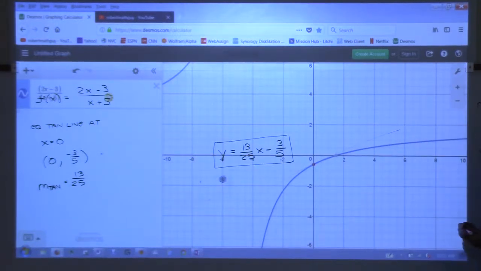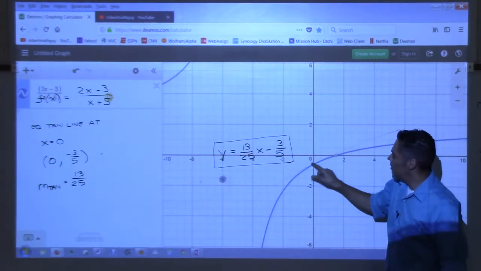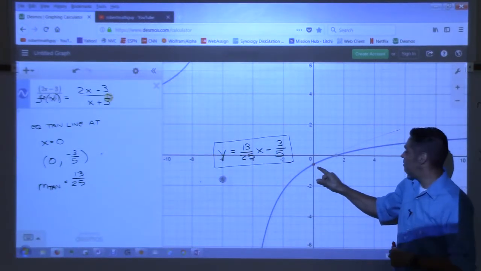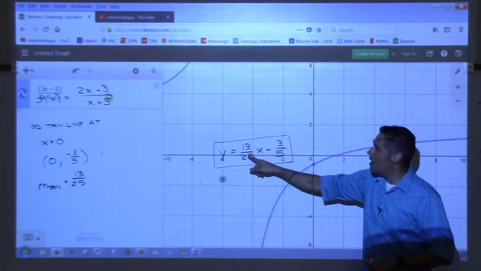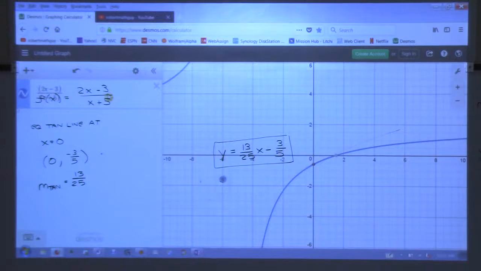Like that? And at least I'm feeling good in terms of the fact that my y-intercept is actually negative 3/5, so that's making me feel good. And the slope is positive, so I'm feeling somewhat confident. So it should be 13x over 25. That slope's looking really good, isn't it? Minus 3/5. There we go. Pretty good.